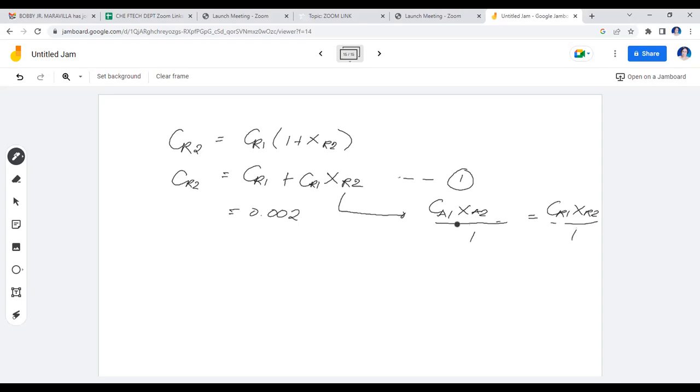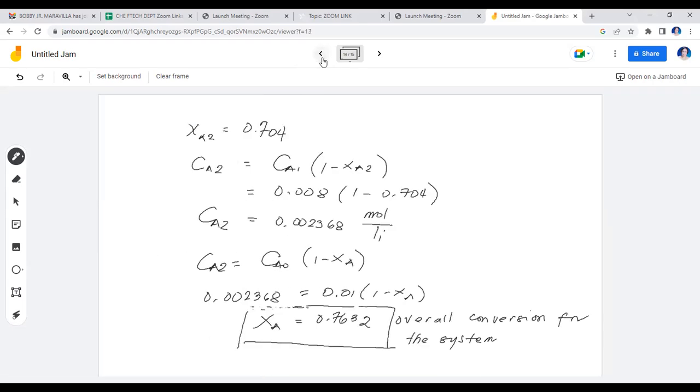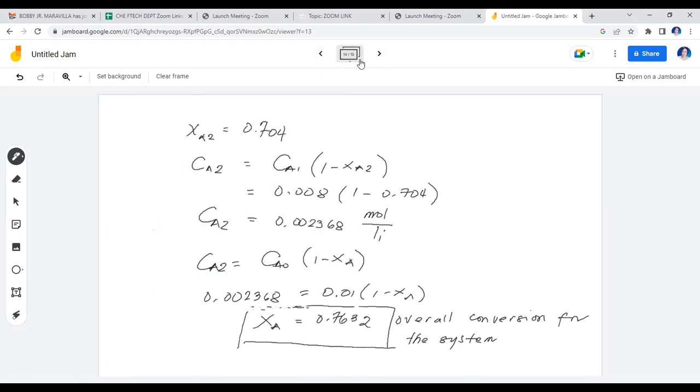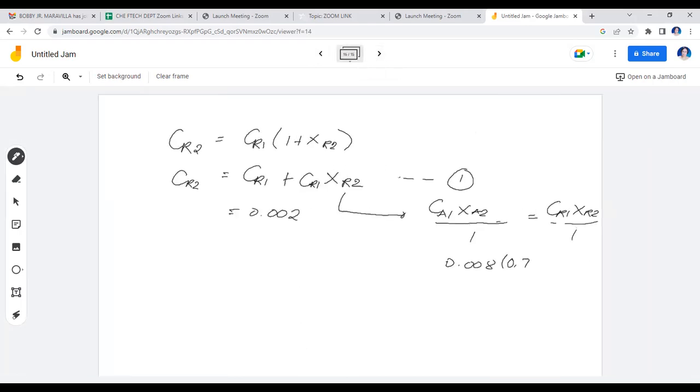So we have here our CA1, which is 0.008, and our XA2 is 0.704. And this would be your CR1 XR2. So how much is that? CR1 XR2 is equal to 0.005632. So that should be added to this 0.002. Okay, I will just erase so it will not be crowded here.